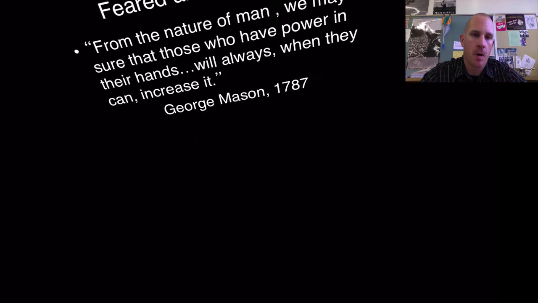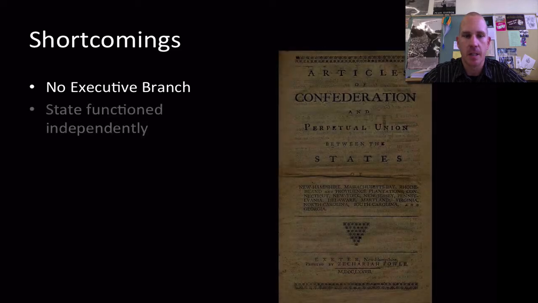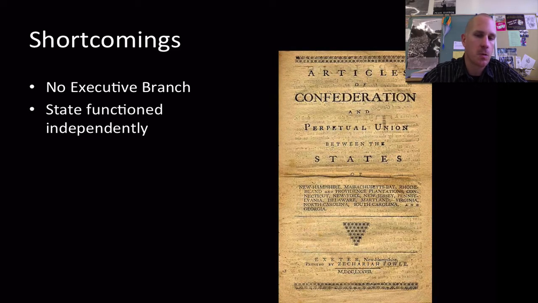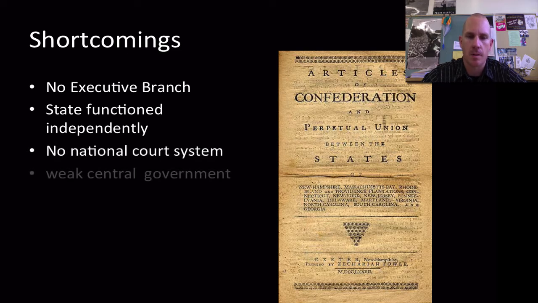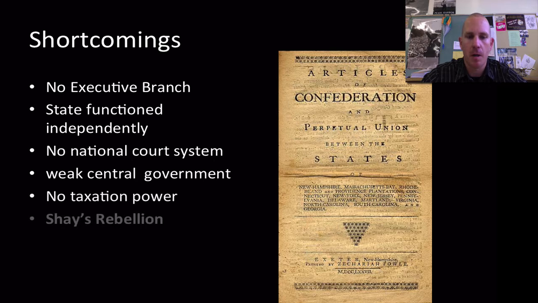Now, the shortcomings of the Articles of Confederation, like I said, no executive branch. Each state functions completely independently, and there's no national court system, so it's going to be really hard to interpret laws or enforce laws. The government itself is going to be weak. There's no taxation power, and Shays' Rebellion is going to be an example of exactly why the Articles of Confederation are not going to work.